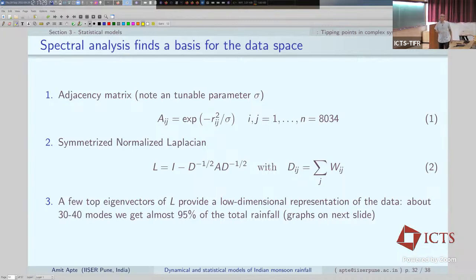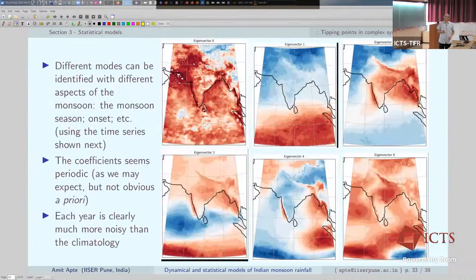And I guess this is slightly more successful. It turns out that about 30 to 40 modes, which is still not extremely low dimensional, it's still kind of high dimensions, but about 30 or 40 eigenvectors of this Laplacian capture about 95% of the variation in these data sets. That's reasonable, but still 30 to 40 modes is still quite large, right? Okay. So here are examples of some of these eigenvectors that we see.